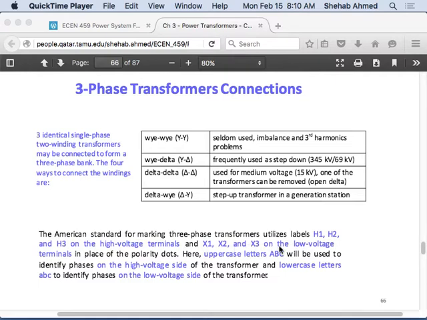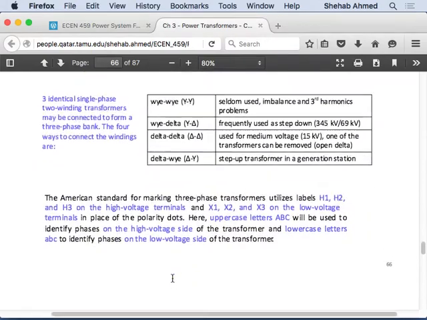That's why, if you go back to the nameplate that we used before, there were lots of H's and X's. It's because the standard dictates that you use H's on the primary or the high voltage side, and X's on the low voltage side for the different phases. And we will typically use the capital letters on the primary side for the high voltage and lowercase for the low voltage side. That's one thing related to the standard.